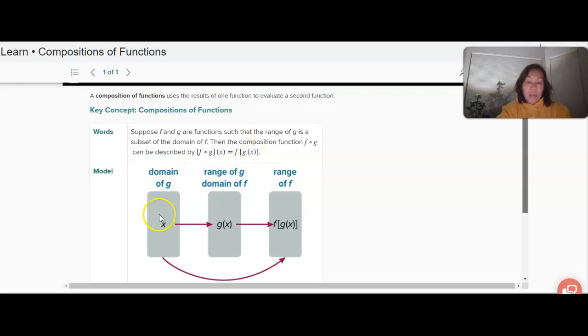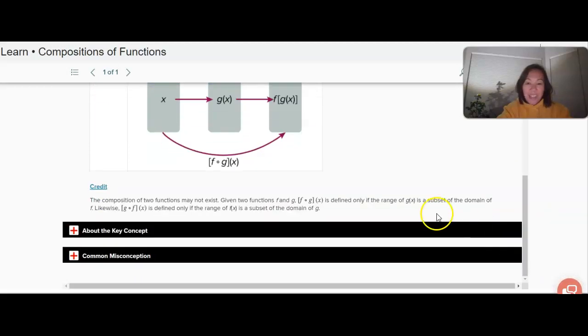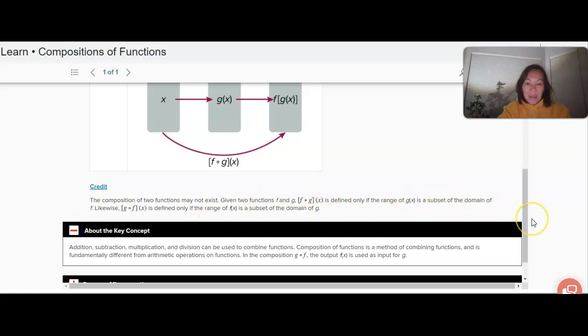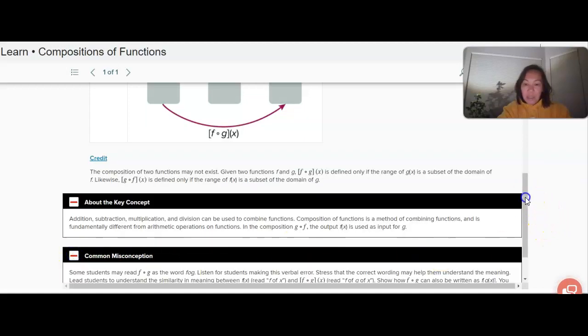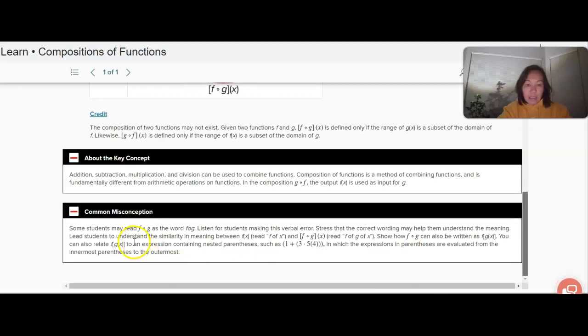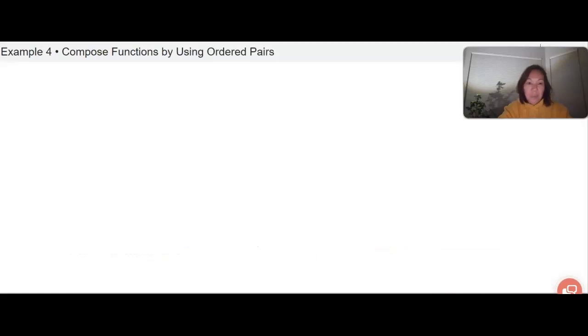So the domain of g is the range of g, which is the domain of h plus just the range of f. Don't worry too much about that. But let's just actually do this really quick. Some students read this as the word fog, but we can say f of g, and also you can have g of f of x, but we'll just do some of these.